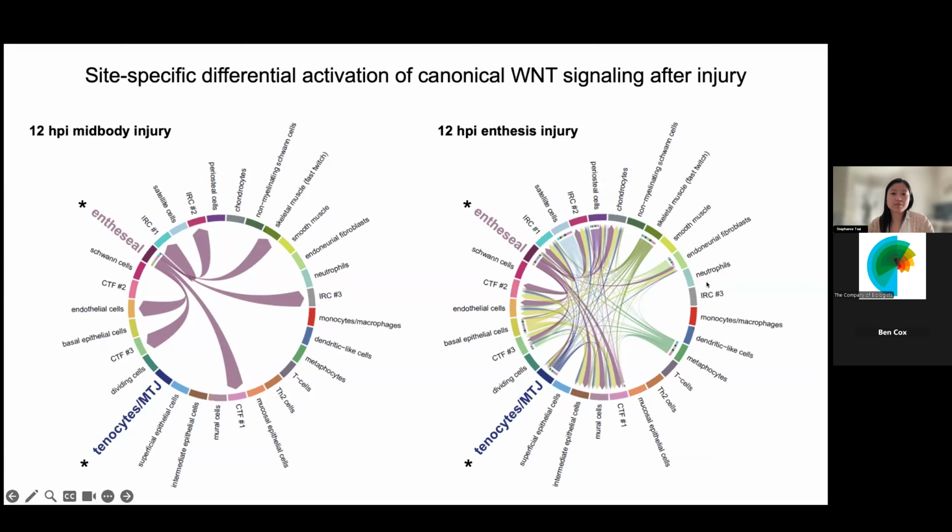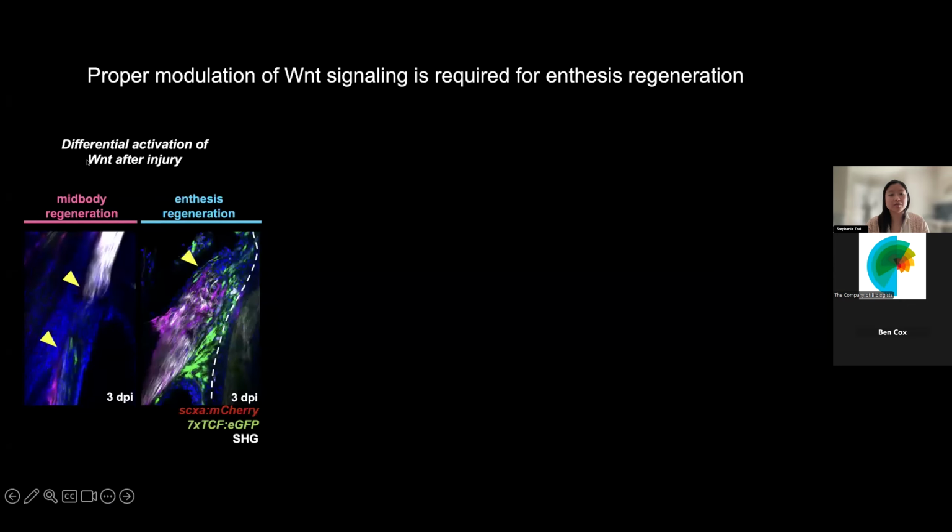On the left is the mid-body, on the right is the enthesis, and I hope you can just easily appreciate that canonical Wnt signaling cell-cell interactions are much higher in the enthesis injury context rather than the mid-body injury context. And this really suggested that site-specific differential activation of Wnt might be critical for directing enthesis regeneration. So of course I wanted to go in and validate this experimentally.